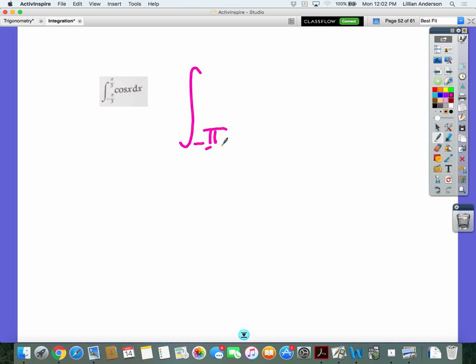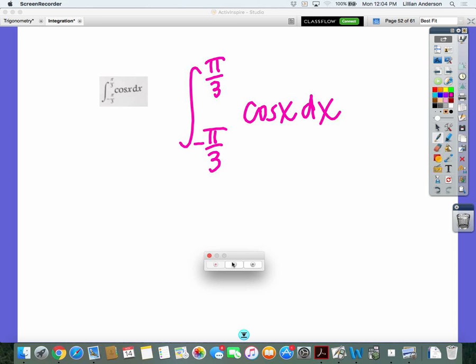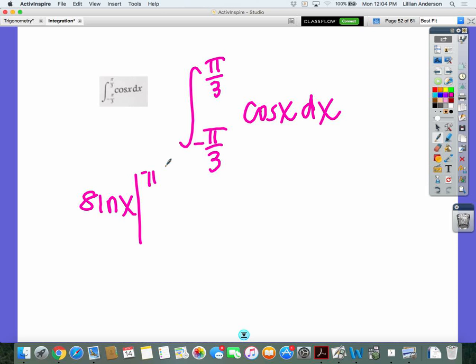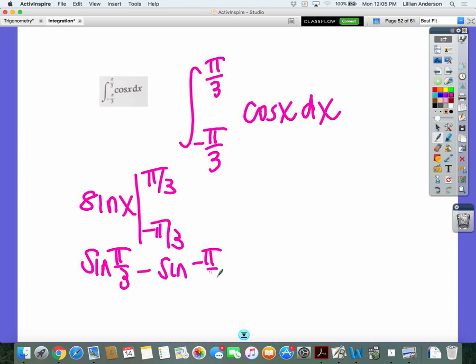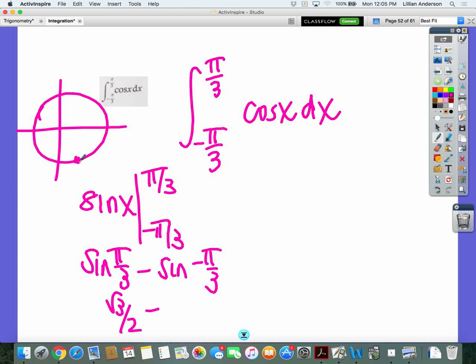You have the integral from negative pi over 3 to pi over 3 of cosine x dx. The antiderivative of cosine is positive sine. So you're going to plug in pi over 3 and subtract it from when you plug in negative pi over 3. Sine is the y value on the unit circle. So sine of pi over 3 is root 3 over 2. And then this one is technically in the 4th quadrant here, which is a negative.